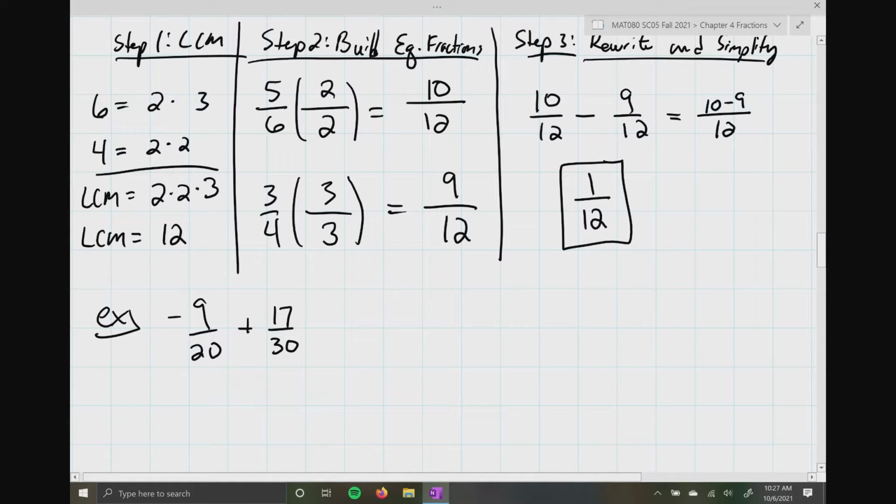Negative 9 over 20 plus 17 over 30. So I'm going to give you until like 10:30 to do this because it's 10:27 now. So 3-4 minutes should be enough. I'm going to mute my mic. But if you need, ask a question. Mr. Flo, can you give me a hint in the right direction? Like, I'll help you. But I don't know if you don't ask. So go ahead and try this out, please.